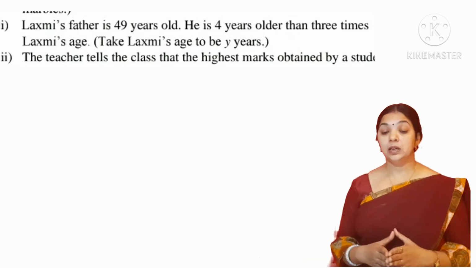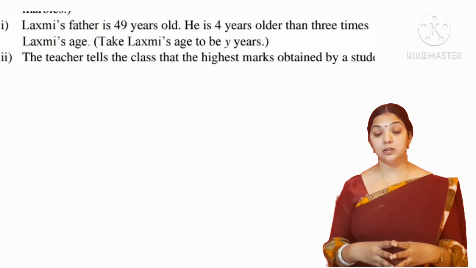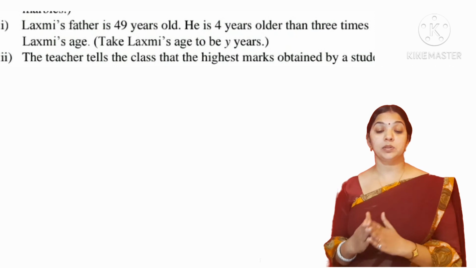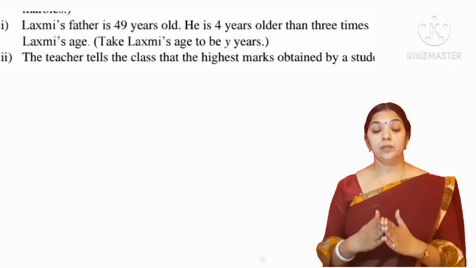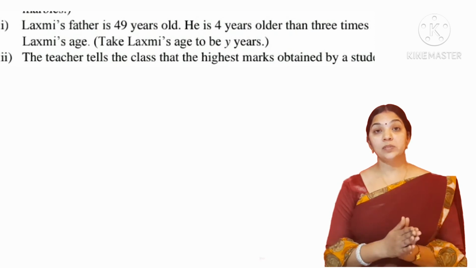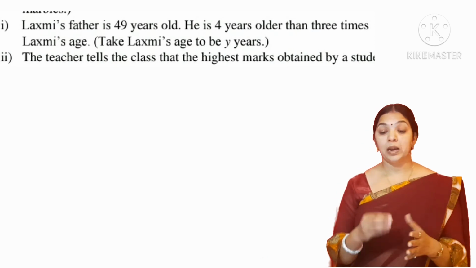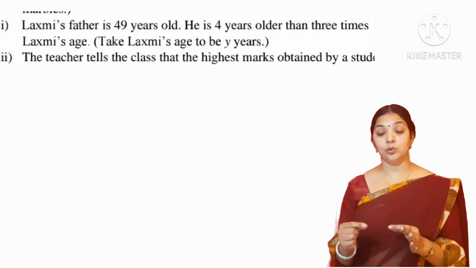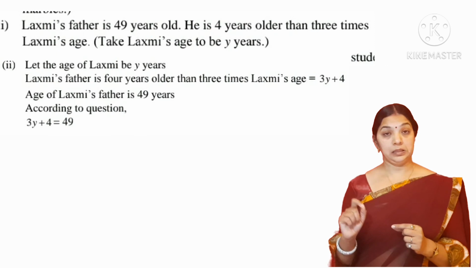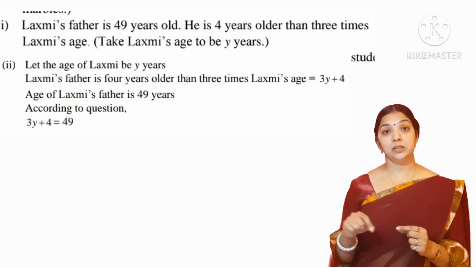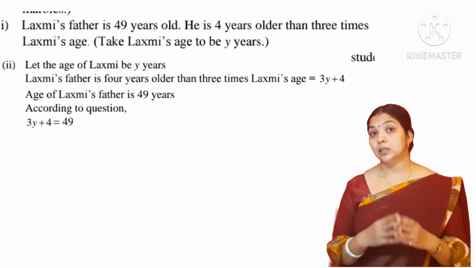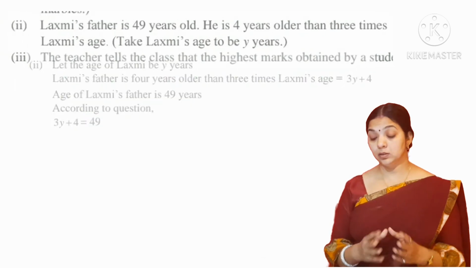The next one is, Lakshmi's father is 49 years old. He is 4 years older than 3 times Lakshmi's age. You have to take Lakshmi's age as y. Now Lakshmi's father is 49 years old, and he is 4 years older than 3 times Lakshmi's age. If Lakshmi's age is y, the father's age will become 3y plus 4 is equal to 49. So this would be the answer for this statement.